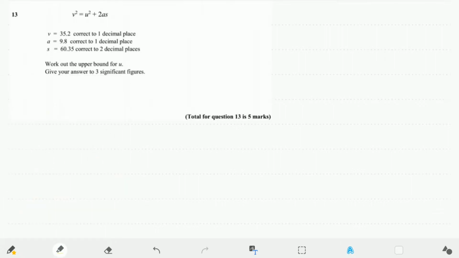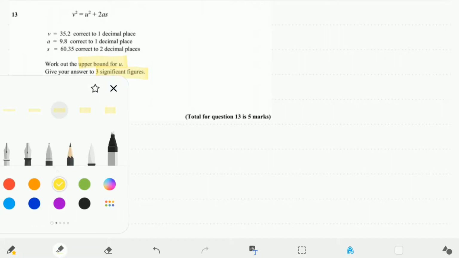So the only part I'm actually going to highlight for this question, we are trying to figure out the upper bound of U, and we're leaving answers to 3 significant figures. Obviously everything else is already important, all the values that we need to use, but there's no point in highlighting the whole question.